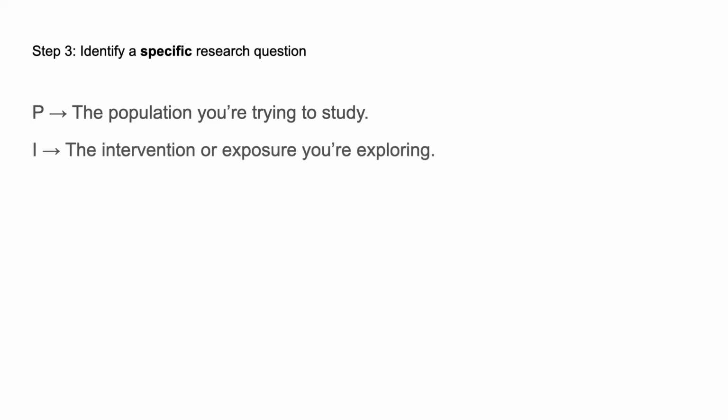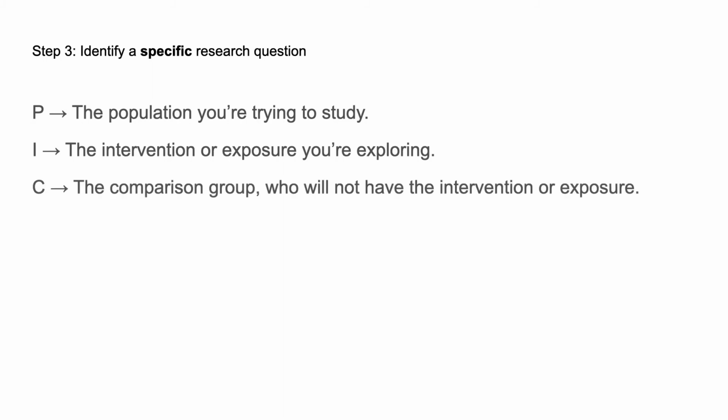So to identify a specific research question, first is the PICO. Just to refresh, the P stands for the population you're trying to study. The I is for the intervention or exposure you're exploring. The C is for the comparison group or the control. The O is the outcome that you are measuring.